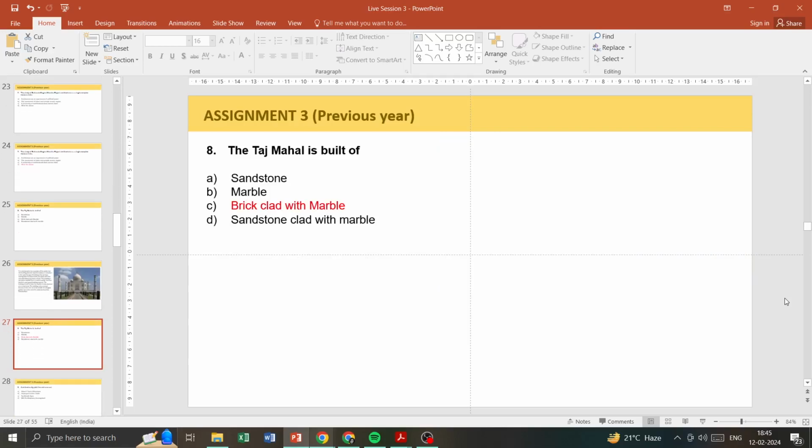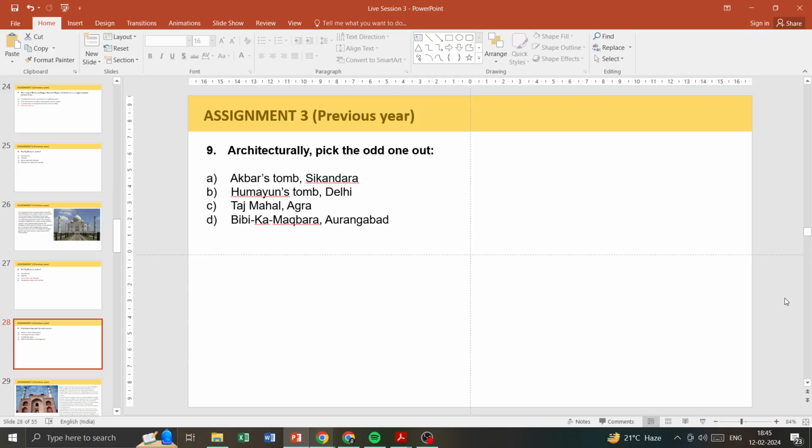So our answer is that the Taj Mahal is built of brick and it is clad with marble. It is not built with marble. Marble is not a building material. The Taj Mahal has massive walls and a huge dome supported on them, and it's a load-bearing structure made with bricks, and the entire building is clad with marble.